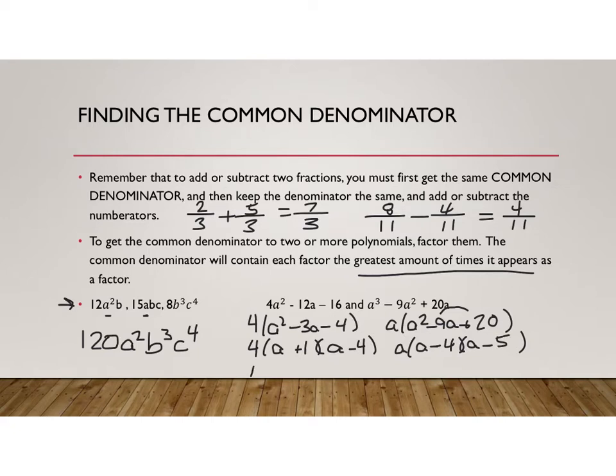All right, so then find the least common denominator. Keep all of the factors the greatest amount of times that it appears. So I've got a 4. I have an a. I have an a plus 1. I have an a minus 4 in each one. And I have an a minus 5. So this would be your least common denominator of those two polynomial expressions.